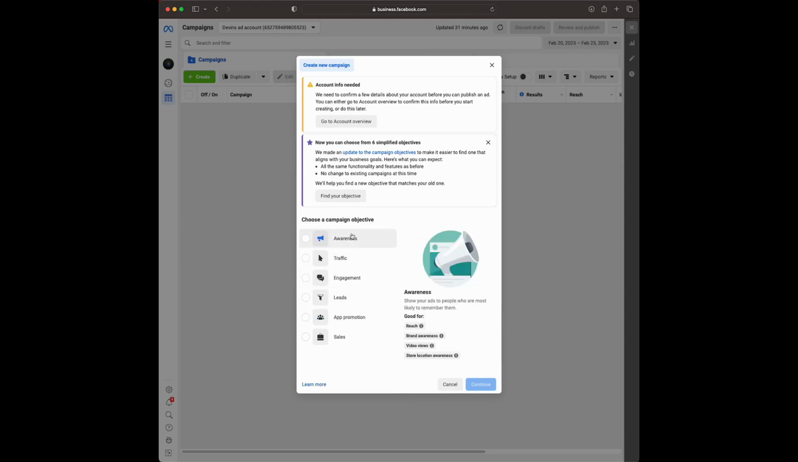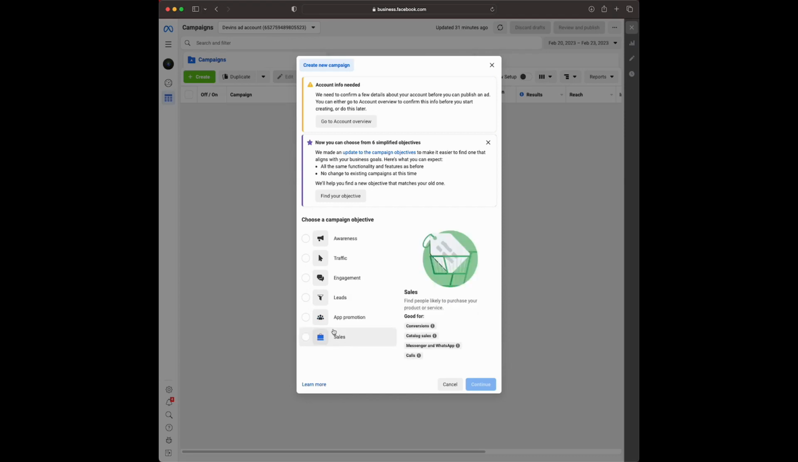What I mean by that is, for example, an awareness campaign is good for reach, brand awareness, video views, and store location awareness. A traffic campaign is good for link clicks, landing page views, Messenger and WhatsApp, and calls. Engagement is good for Messenger, Instagram, and WhatsApp messages, video views, post engagement, and conversions. Leads are good for instant forms, Messenger, conversions, and really just getting people's names, emails, phone numbers, stuff like that, really just generating the leads. App promotion is good for app installs and app events. And the sales campaign is good for conversions, catalog sales, Messenger, and WhatsApp.